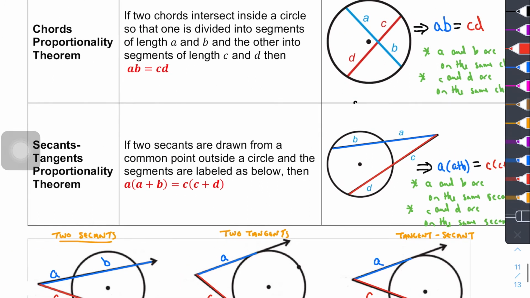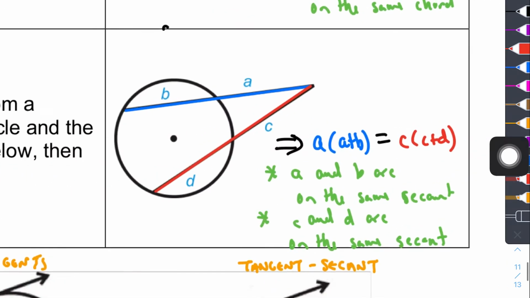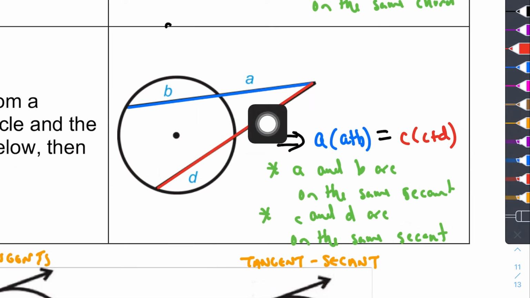The second rule here is secant tangent proportionality theorem. Right, if secants are drawn from a common point outside of a circle and then segments are labeled as below, then A times the sum of A and B equals C times the sum of C and D. All right, so again, we take a look at the picture. Here we got two secants. We label one secant A and B, C and D. A and B are on the same secant, C and D are on the same secant.